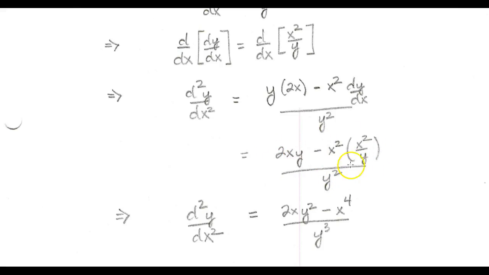So I could bring this together into one fraction, my common denominator. So then I'm going to have 2xy squared minus x squared, minus x to the fourth over y, right? So then that y times y squared becomes y cubed. 2xy squared minus x to the fourth over y cubed. That is then the second derivative, again, all in terms of x's and y's because I never did solve for y, and implicit differentiation either we can't or we don't want to.